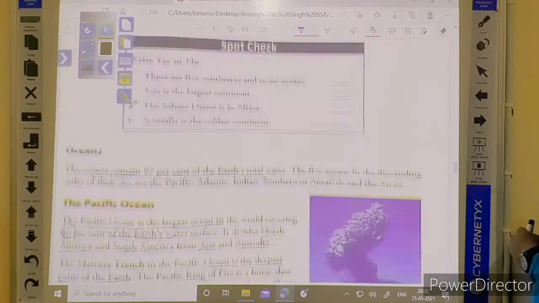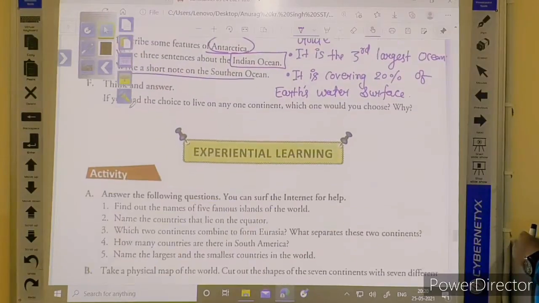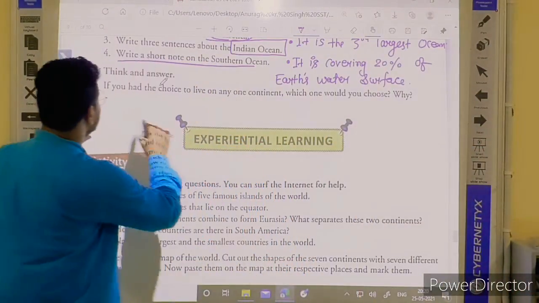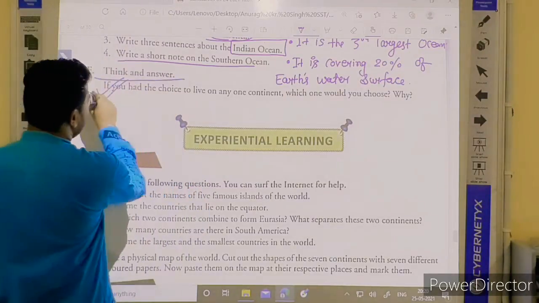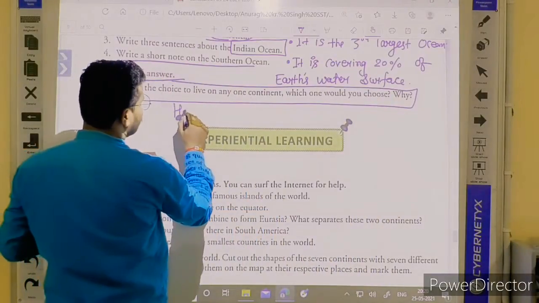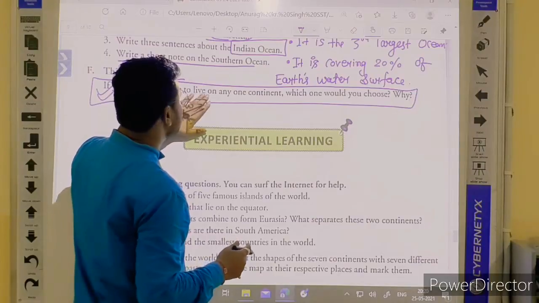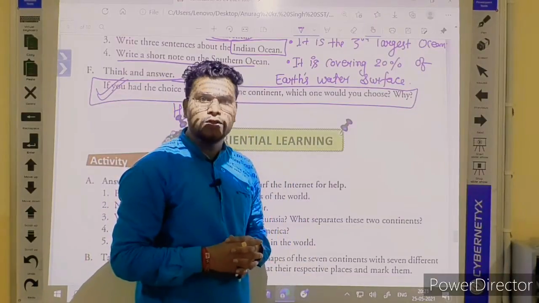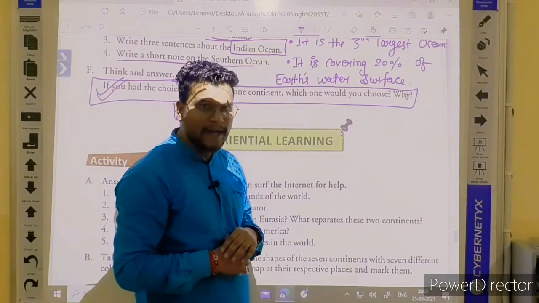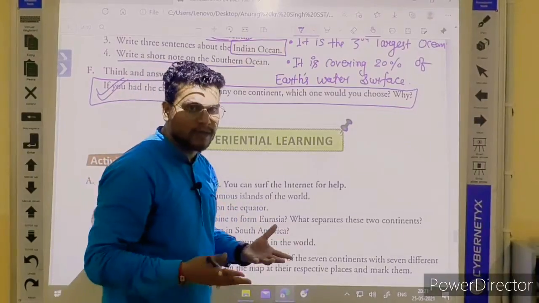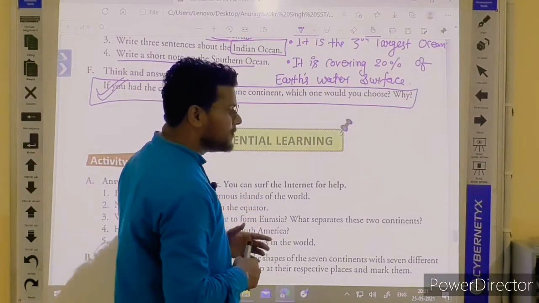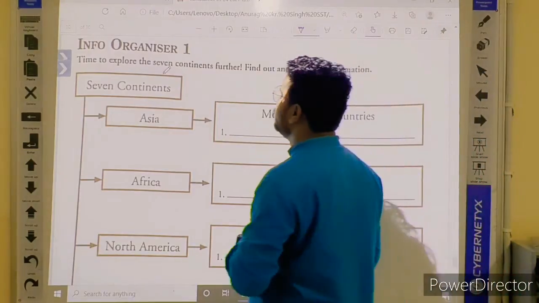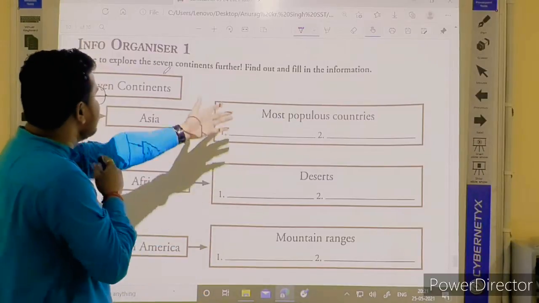Everybody now come here. This is your homework, and you have to do this question. If you had the choice to live on any one continent, which one would you choose? It has different answers, so that's why you have to do this question, because this question is based on your choice. Now let us see some more questions of this exercise. Here, you have to explore the 7 continents and answer some questions.